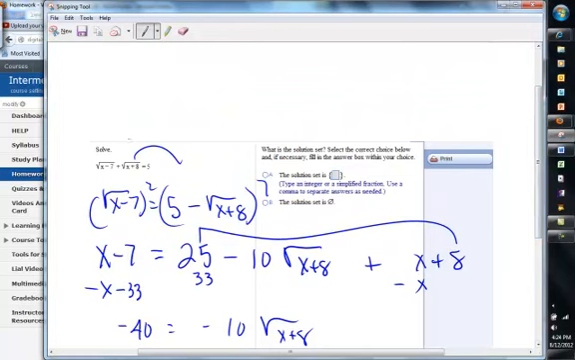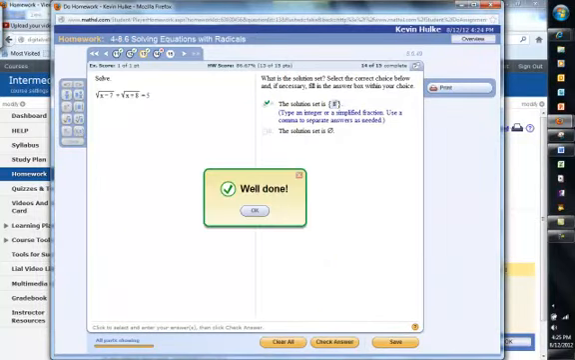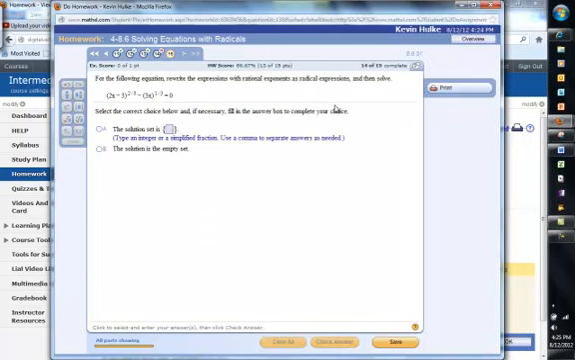8 minus 1 is 7. 8 plus 8 is 16. The square root of 16 is 4, and 4 minus 7... excuse me, 8 minus 7 is 1. So 8 does work, and so our solution is 8. Next one. Oops, we went too far. Let's try this one.